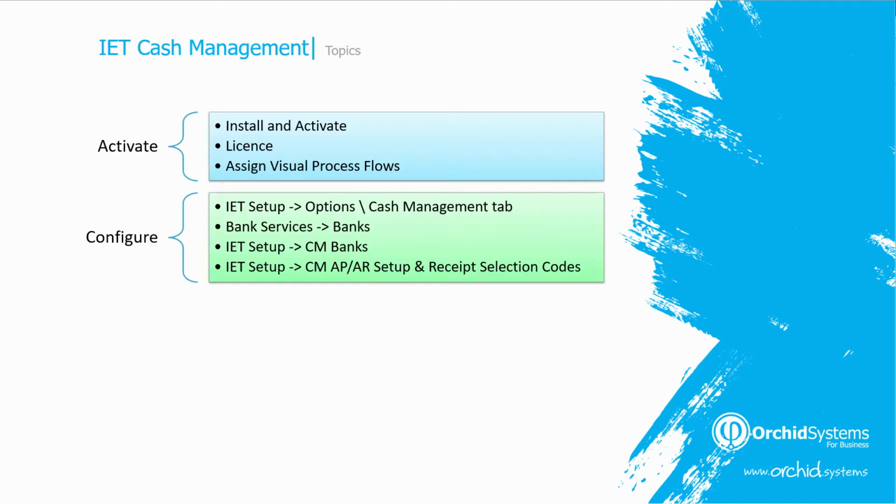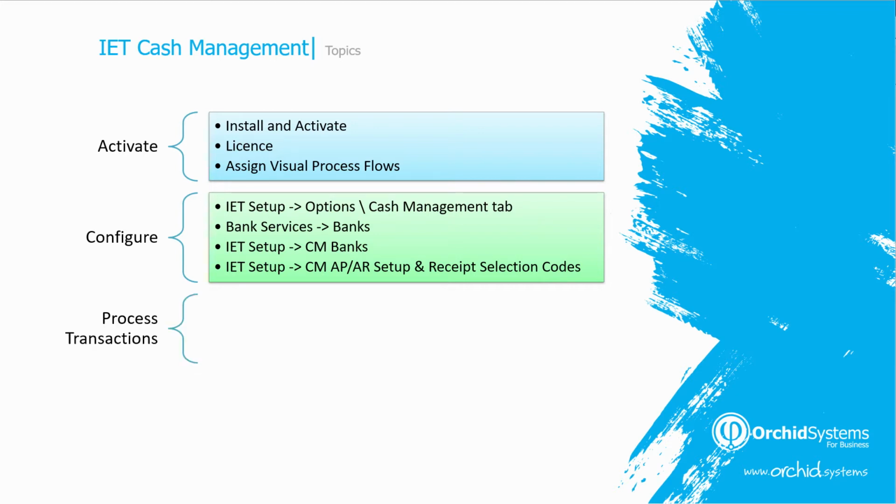In IET setups, we're going to look at the cash management tab for the options. In bank services, we're going to create clearing bank accounts, and we're going to configure those clearing bank accounts in cash management banks. And we're going to review the options for two-step processing for mapping vendors to customers in the cash management APAR setup, and also the use of receipt selection codes to automate receipt creation.